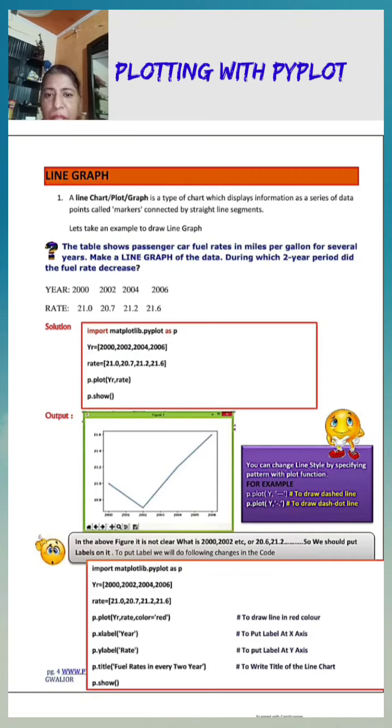Let us take an example here. You can see the table shows passenger car fuel rates in miles per gallon for several years. Make a line graph of the data. During which 2 periods did the fuel rate decrease? You have to find out in which 2-year periods the fuel rate decreased. Clear? If we analyze this data with the help of a graph, we can easily find out these years where the line chart declines. It means in that year the rate fell.